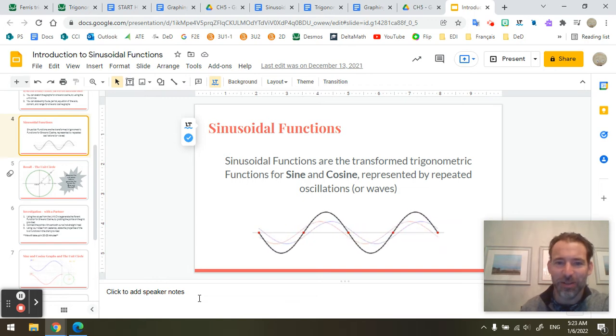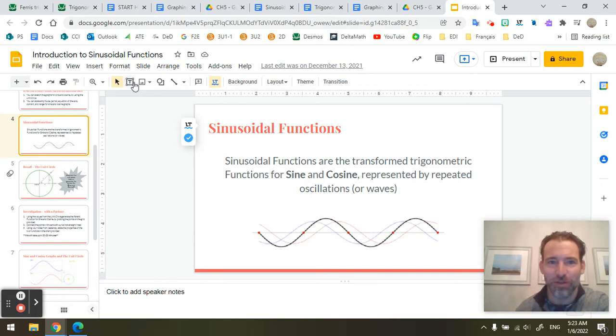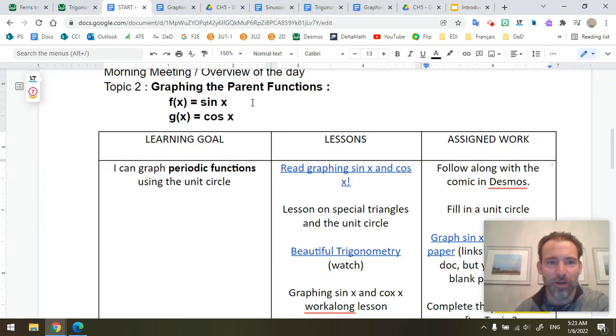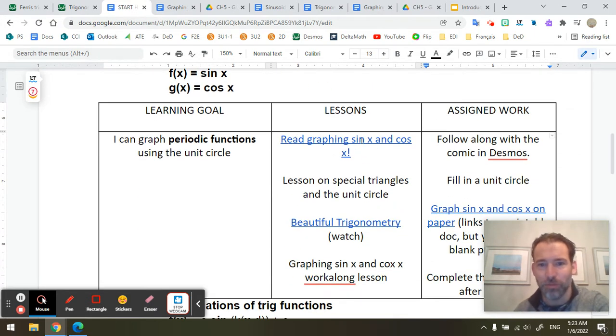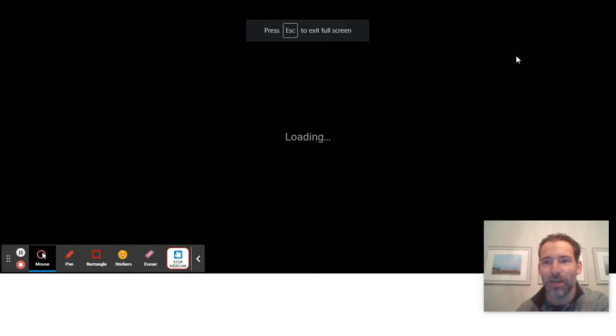Today's topic, we'll be looking at graphing the sinusoidal functions. So we are here on day 2, and you should read this comic first and follow along with the comic on Desmos. And now we're going to be looking at the special triangles in the unit circle. Our goal is to graph the periodic functions. So you might be wondering, why are we going back to special triangles in the unit circle? They're actually going to help us quite a lot. So let's take a look.